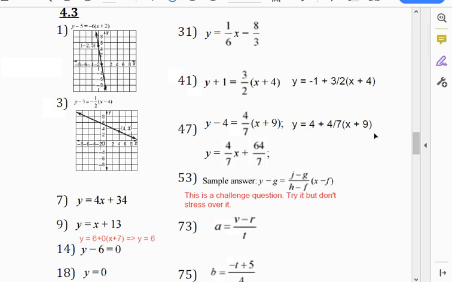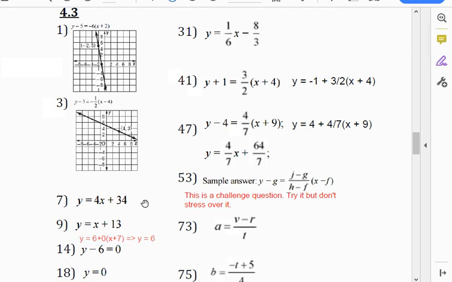So question number 1, you should have started at the point -2, 5 and gone down 6, right 1. Question 3, you should have started at the point right 4, up 3, and the slope is down 1, right 2, because it's -1/2. Question 7 is y equals 4x plus 34. 9 is y equals x plus 13.